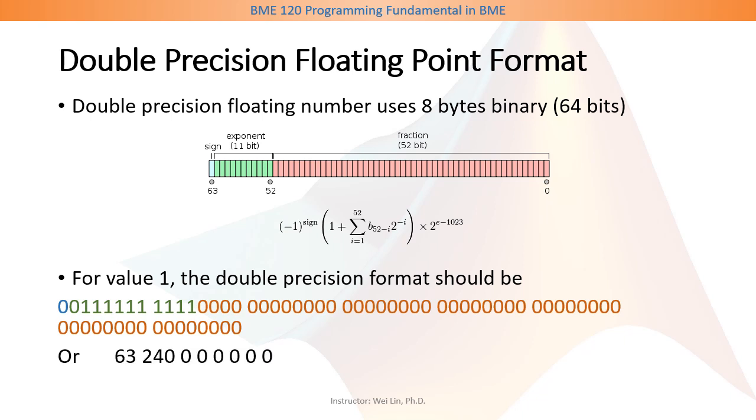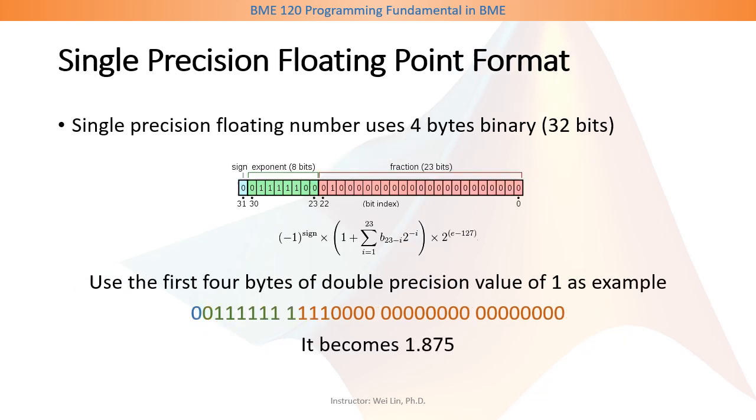If we use decimal to represent the values of the 8 bytes, here are the values we get. It will be 63, 240, and 6 zeros. Now let's see what will happen if we specify the wrong precision input in the fwrite function. We just store a double precision value of 1 in the file, and now we're going to read it back in the single precision floating format. Let's see how it happens.